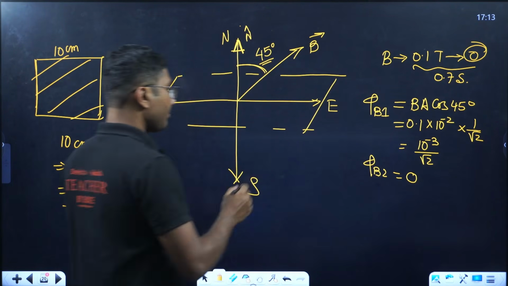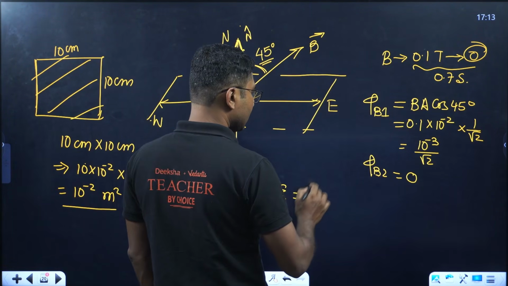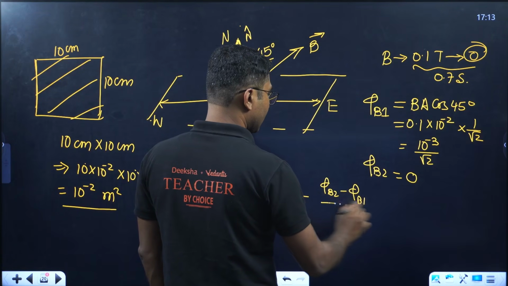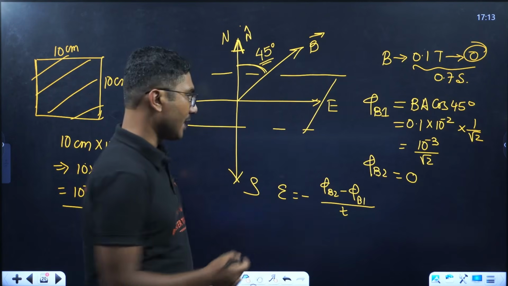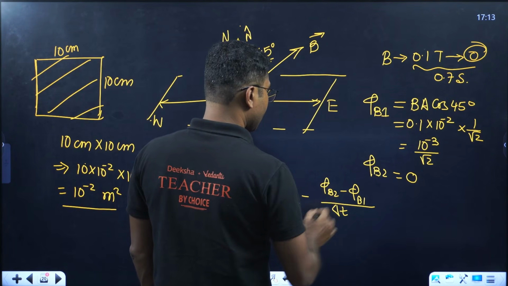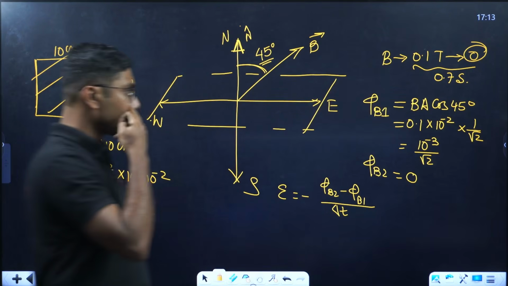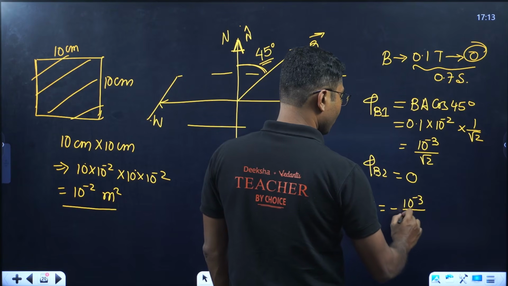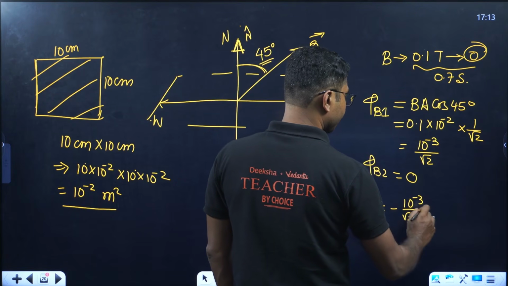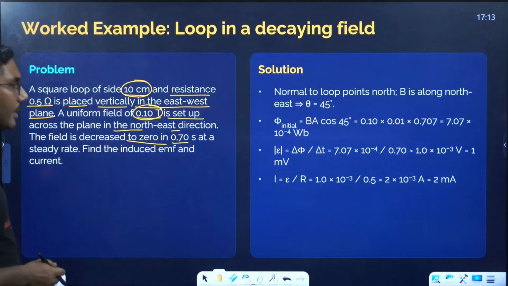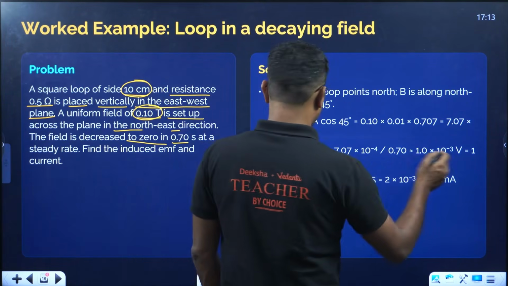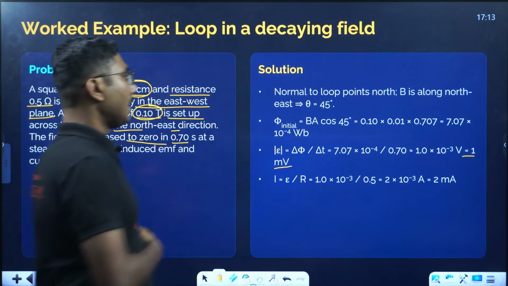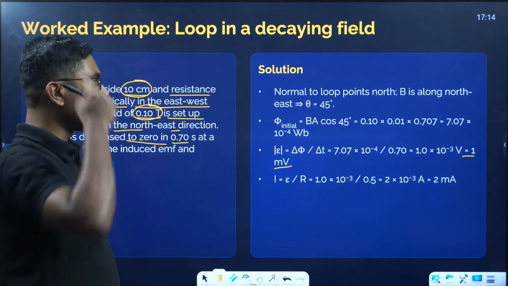What is the induced EMF? Induced EMF is given by minus final flux minus initial flux divided by the change in time. The change in time is given here as 0.7 second, so that is what you need to use. It will come out to be minus 10 to the power of minus 3 by root 2 into 0.7, and if you simplify it, you will get approximately 1 millivolt.